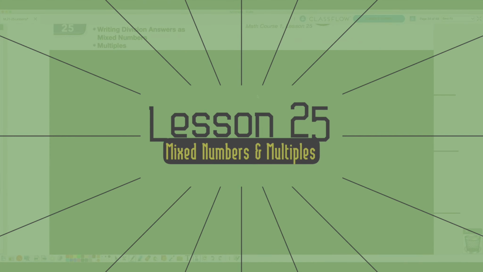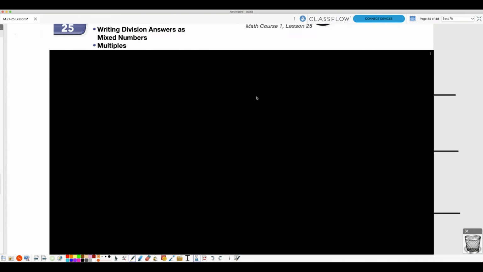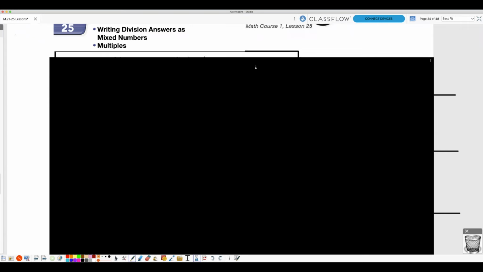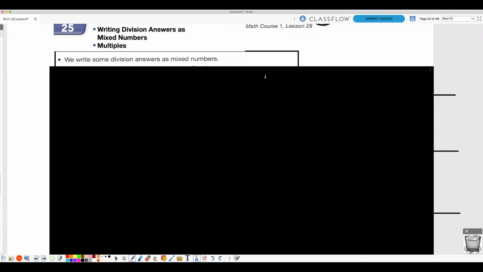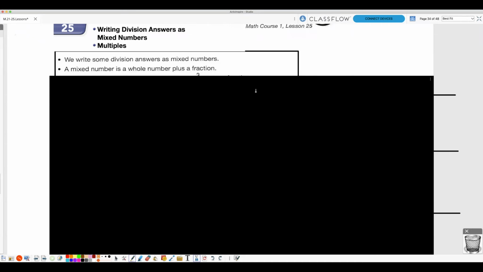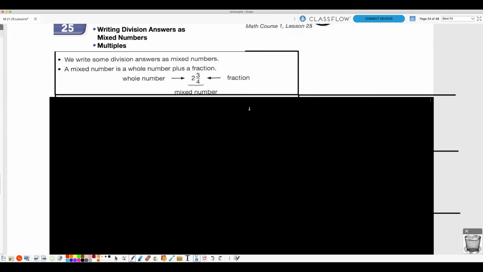This is Course 1's Lesson 25, Writing Division Answers as Mixed Numbers and Multiples. We write some division answers as mixed numbers. A mixed number is a whole number plus a fraction. It might look like this, a whole number plus a fraction.